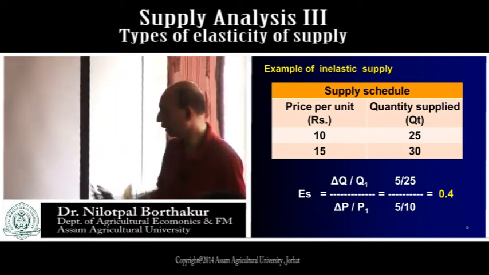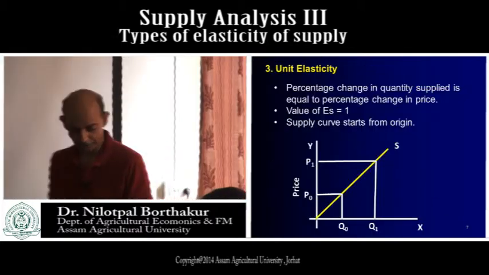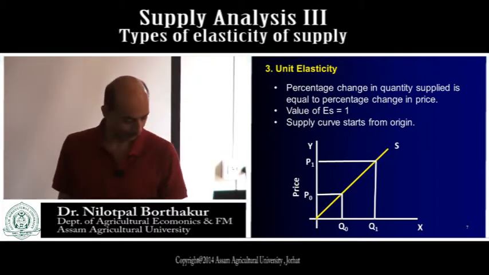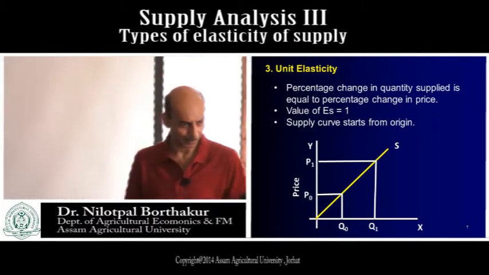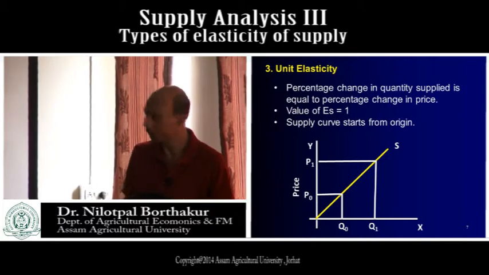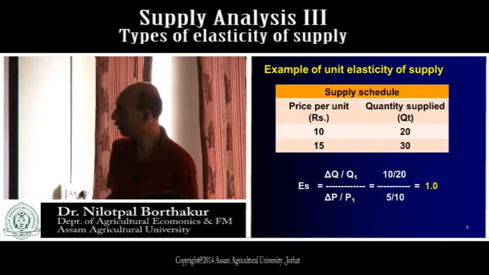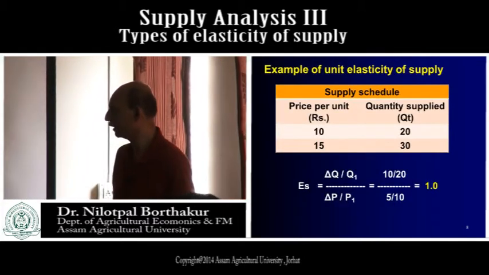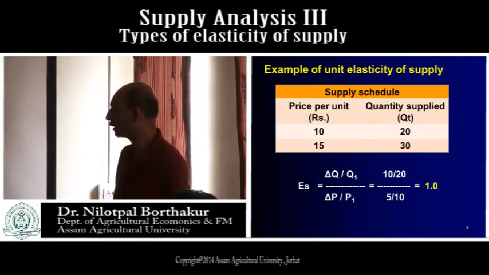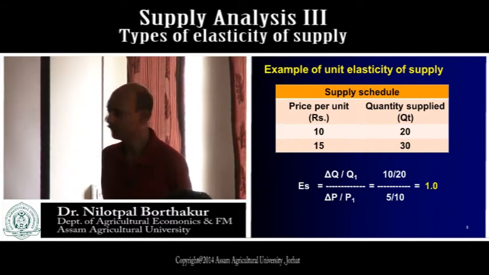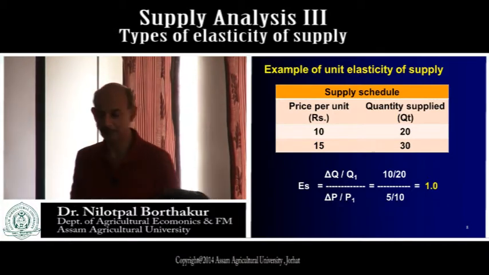If we look into a numerical example for this, you should first draw the straight line, then you draw the other lines, right? Otherwise it will not be a straight line. You draw a straight line supply curve starting from the origin and then fix up the two different points on the x-axis. This is a numerical example. Here there is an increase of 50% price, and simultaneously there is an increase of 50% in the quantity supplied, 20 to 30, 10 to 15. So ultimately this elasticity of supply becomes exactly equal to 1.